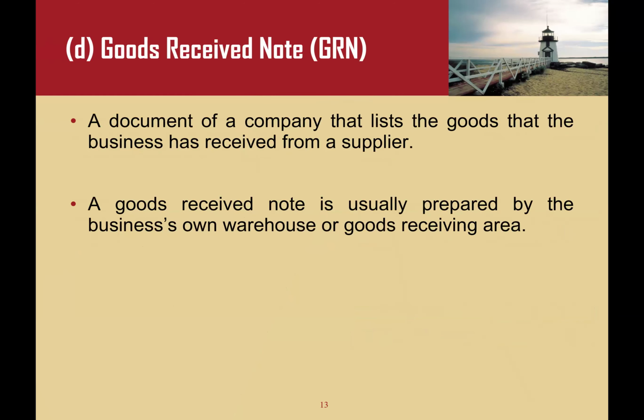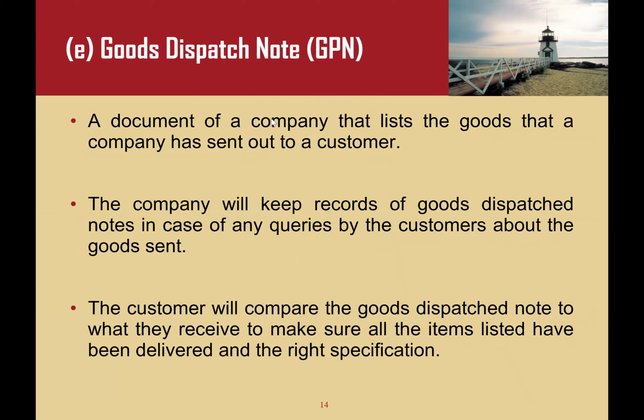Then we have the goods received note, which is a document of the company. That this is now at the place of your customer. Your customer lists the goods that have been received from you, the supplier. But before the goods leave the gate, there is a goods dispatch note, which is completed by the dispatch team, the people that are delivering the goods to your customer.